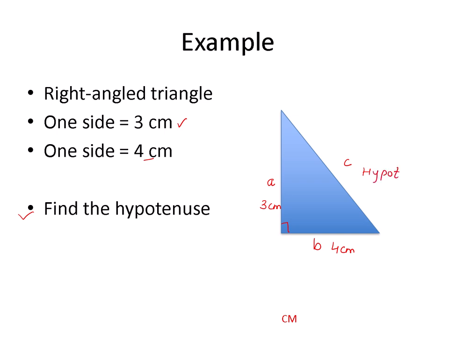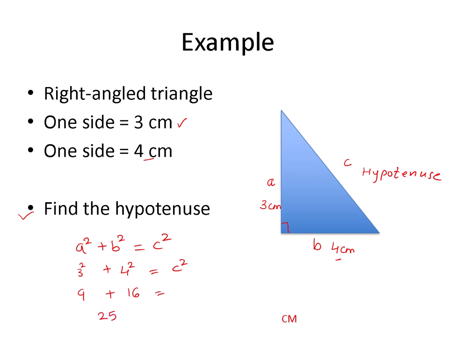Okay. So let us go with the formula. A square plus B square equal to C square. Your A is 3. You are going to write 3 square plus B is 4. So you will say 4 square equal C square. 3 square is 9 plus 4 square 16 and this makes 25.